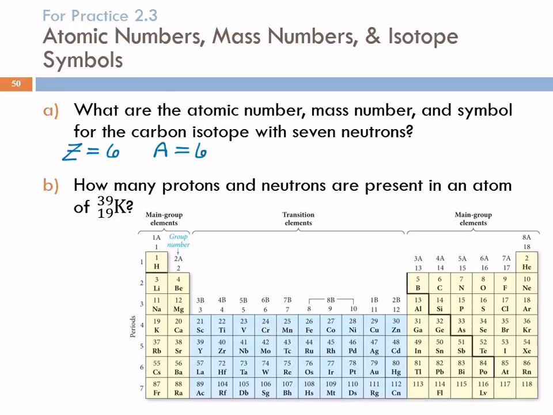What's the mass number? It's 13. It's going to be the 6 protons plus the 7 neutrons. So the mass number is 13. And then what would the symbol be? We've got the C, and we'd have 13 up here and the 6 down here. Or we can call it C-13, or carbon-13. So there are 3 different symbols for that particular isotope. Any questions?